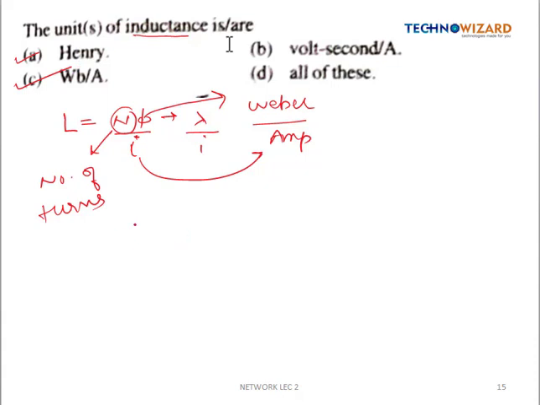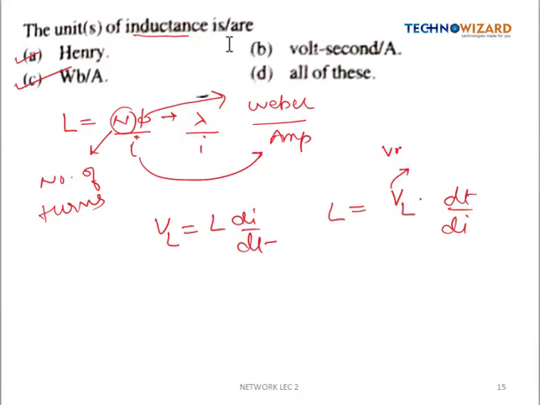And we also know that the voltage across an inductor is given as L di by dt. So from here we can find the value of inductance as voltage across the inductor into dt by di. The unit of voltage is volt, dt time is in seconds, and current is in ampere, right? So option B is also right. So option D is correct for this question. All are its units, right?